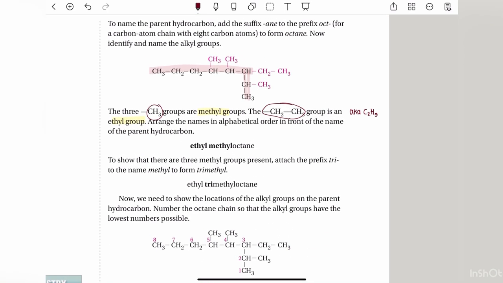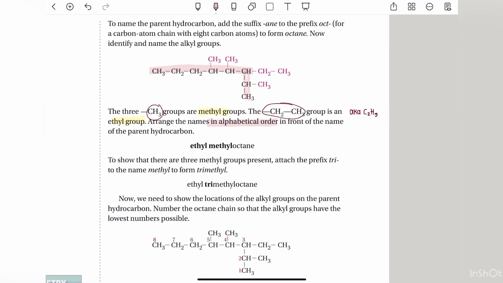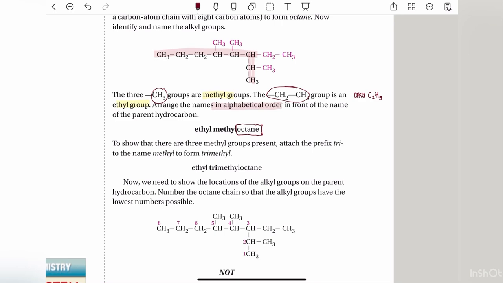So we now arrange the names of all alkyl groups in alphabetical order, and we put them in front of the parent hydrocarbon name. So E comes before M. That's why it's ethyl methyloctane. And this parent hydrocarbon name will always be at the end. To show that there are 3 methyl groups present, we attach the prefix tri to the name methyl to form trimethyl. So now it's not ethyl methyloctane, but it's ethyl trimethyloctane.